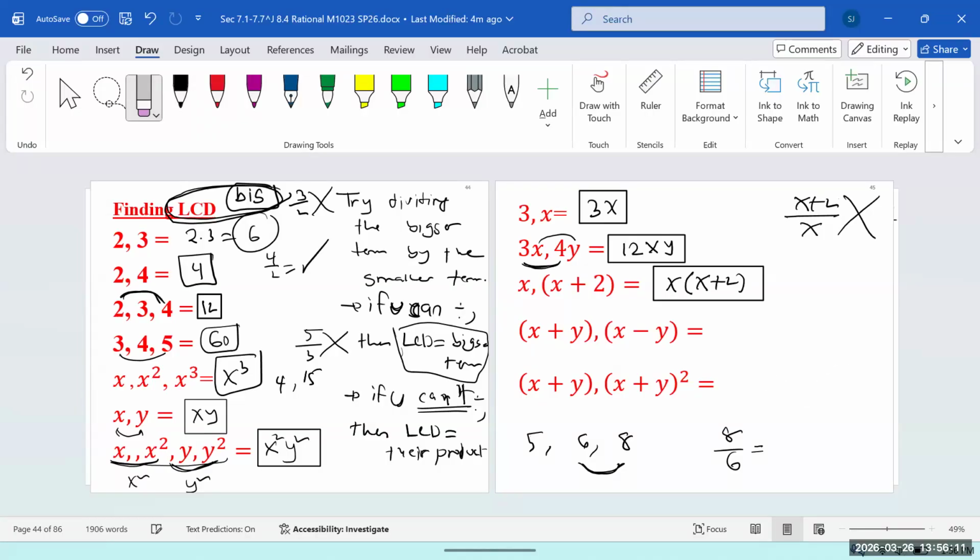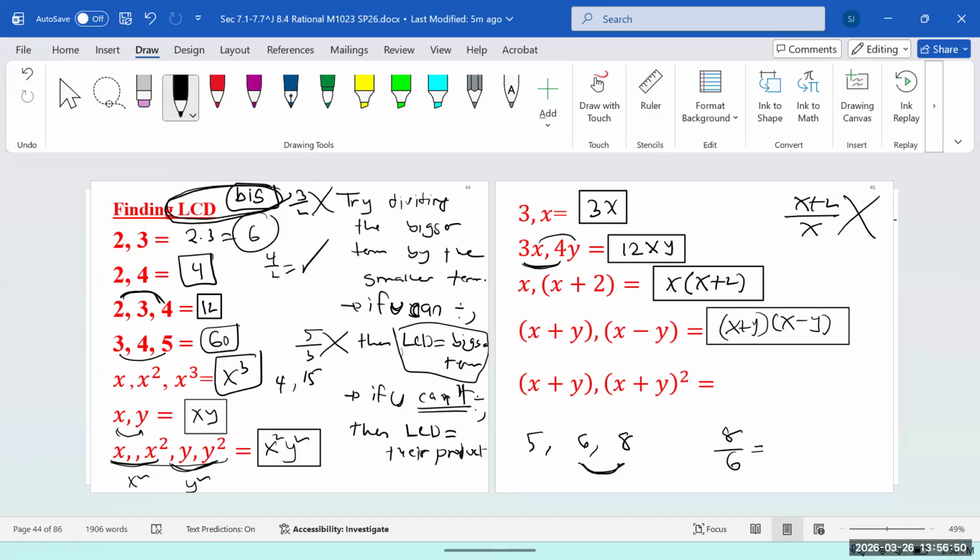X plus y, x minus y. What's the LCD? Can you divide x plus y by x minus y, or x minus y by x plus y? Can you divide one of them by the other one? We cannot divide them evenly because they have two different signs. Divisible is not possible. So what is our LCD? X plus y, x minus y. Do not distribute them. Your goal is to cancel at the end. So do not distribute unless at the end you have to distribute. Keep it.